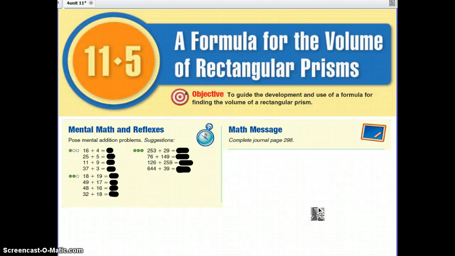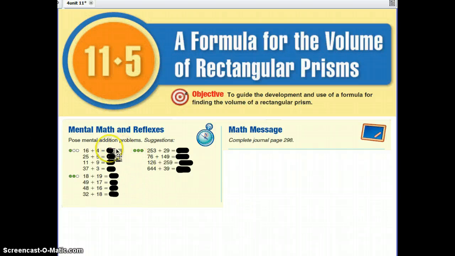11.5. A formula for the volume of a rectangular prism. The objective is to guide the development and use of a formula for finding the volume of a rectangular prism. Let's look at some mental math and reflexes. These should be coming to you almost automatic anymore.